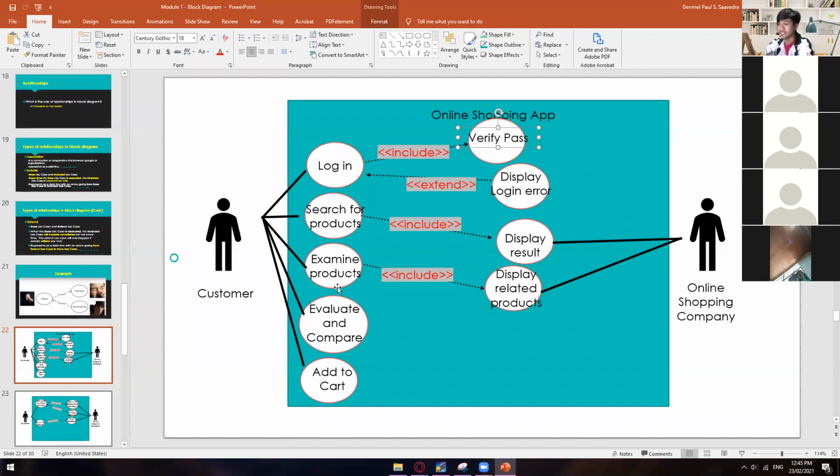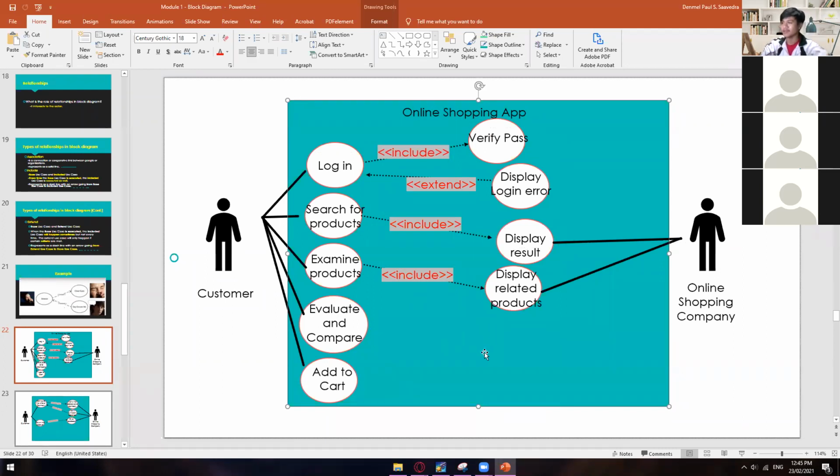Okay, etc. etc. So this one is not the complete version of what happens inside of an online shopping app. These are just the basics that happen. Then evaluate and compare. So there should be another include here, wherein there should be a display of product number one and then product number two, etc. Then you can add to cart, wherein there should be another include that will display the interface of that add to cart, etc. etc. So as you guys can see, this one is not complete.